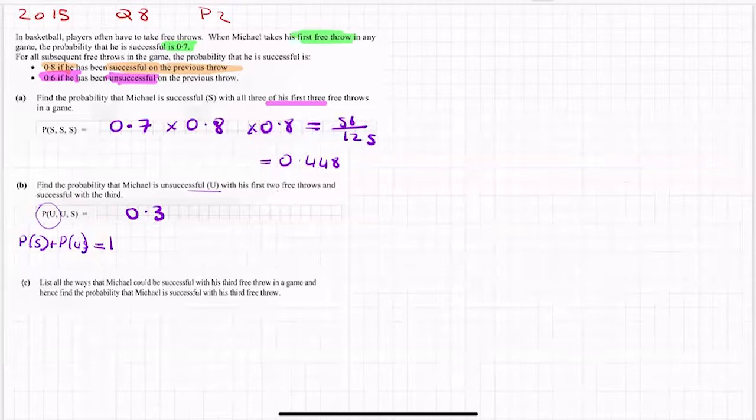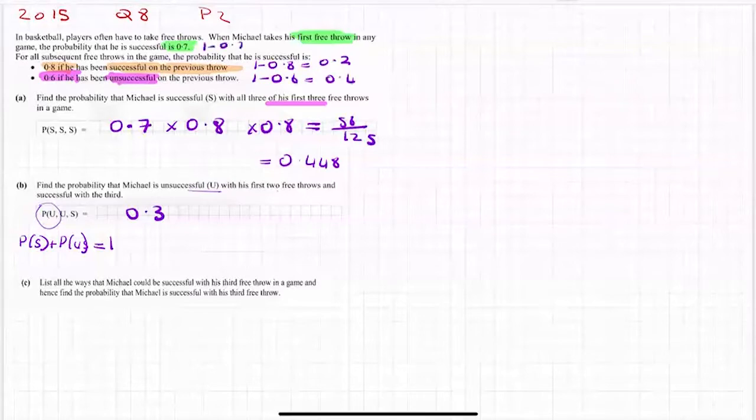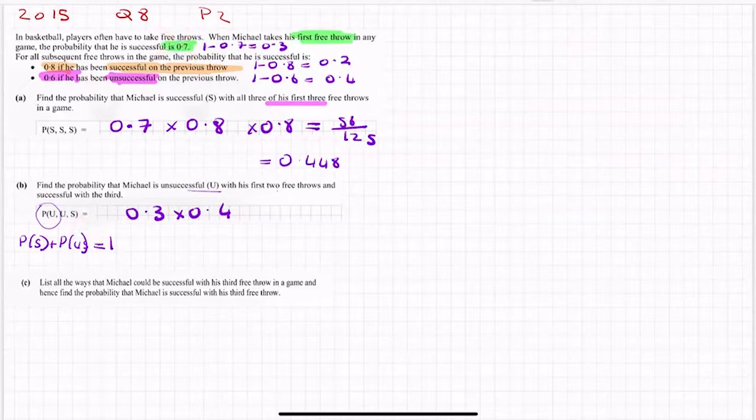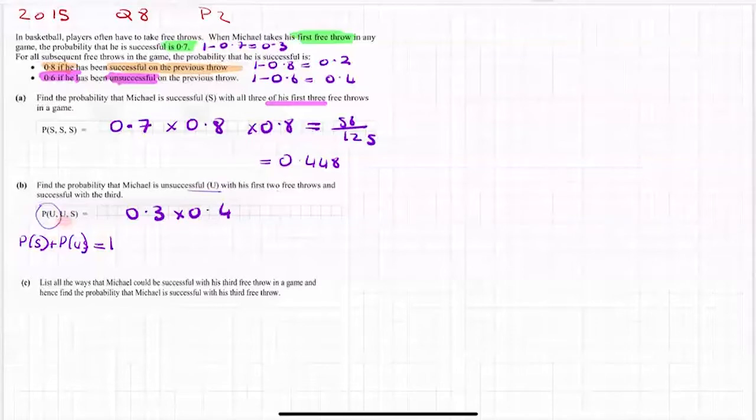We then move on to his second unsuccessful. So 1 minus 0.8 is 0.2, 1 minus 0.6 is 0.4, 1 minus 0.7 is 0.3. So he was unsuccessful in this one, therefore it's the pink option here. It's 0.6 if he was unsuccessful, so therefore the probability that he's unsuccessful again is 0.4. And then he's going to be successful. So it's not that one because that's only relevant to his first throw. It's either 0.8 or 0.6, so I have to look at the one before it. It was unsuccessful, so it's going to be a 0.6.